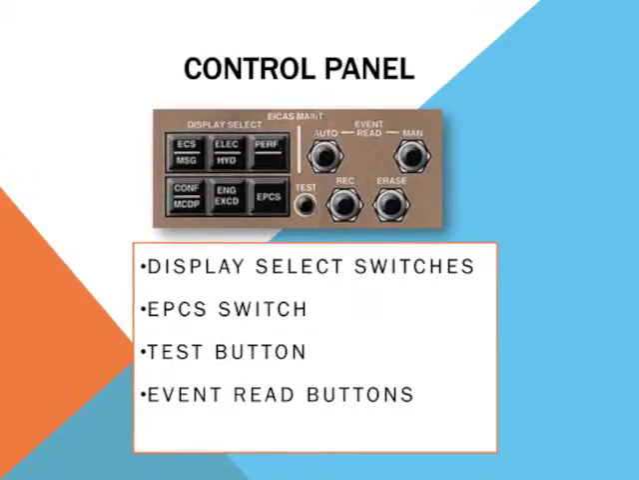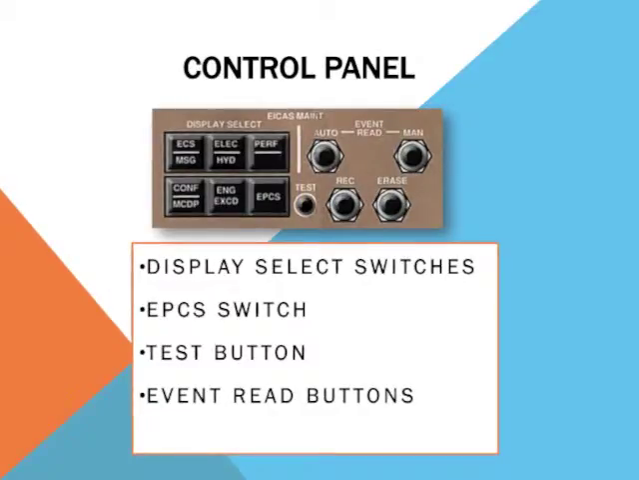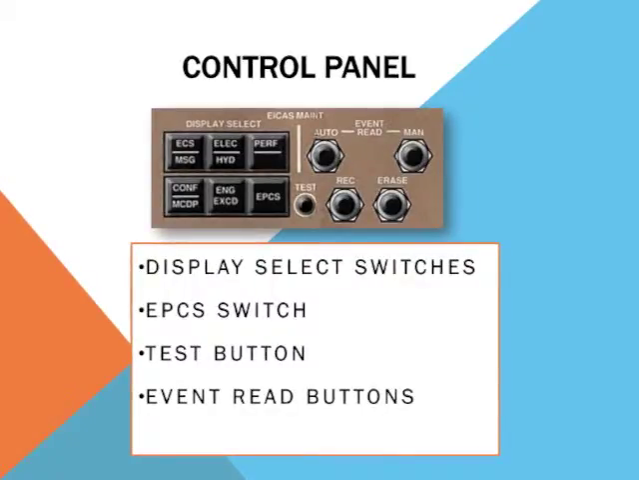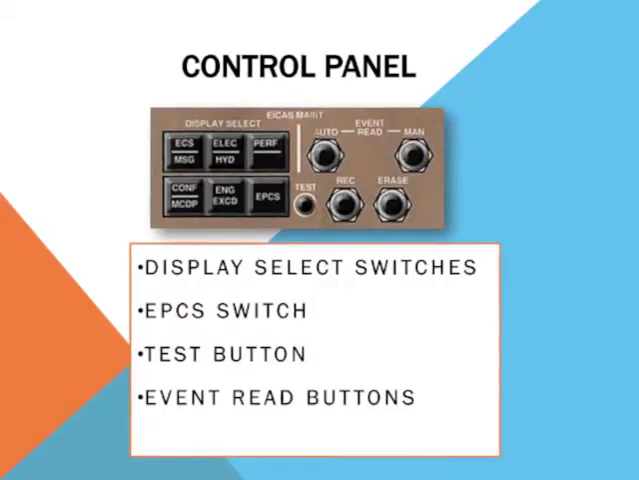And now I'd like to introduce to you the ECAS control panel. Basically, there are different switches and buttons on the ECAS panel. Firstly, the display select switch. It will choose the associated system displayed on the ECAS cathode tube. Followed by the EPS switch, it will show electronic propulsion control system maintenance messages for each respective engine.